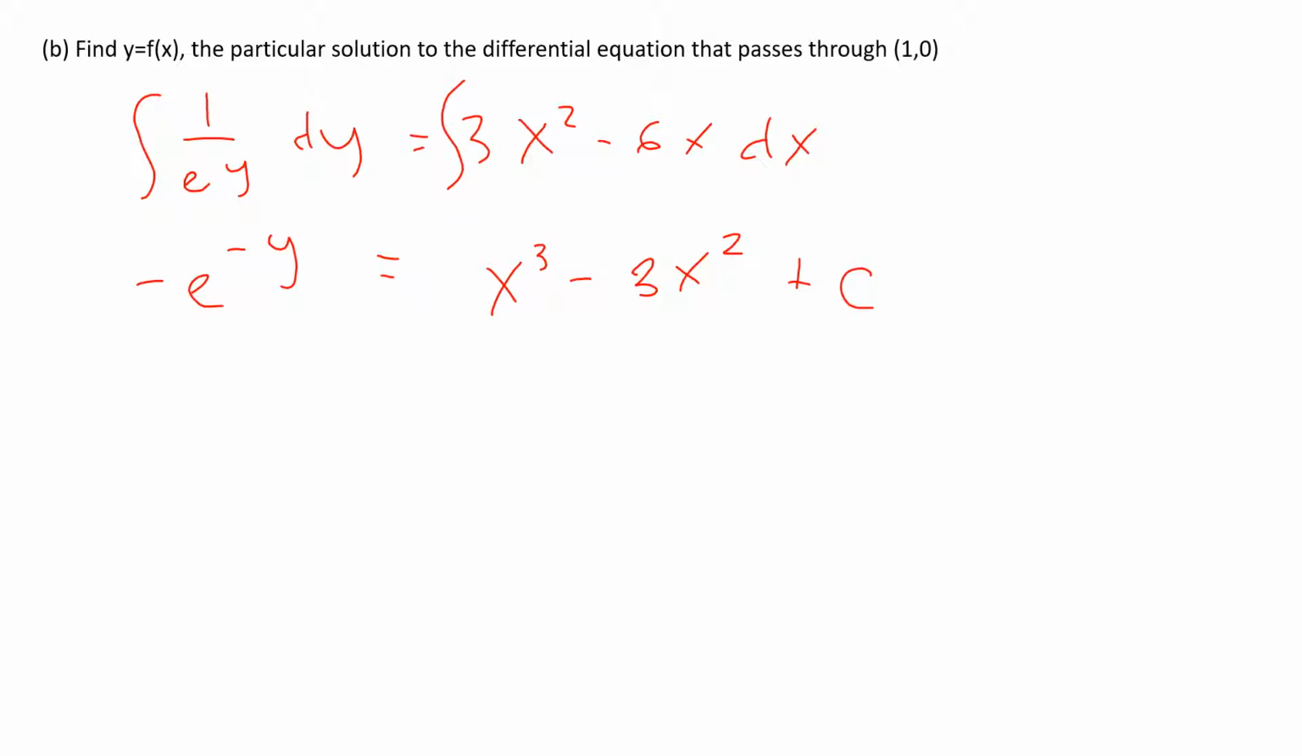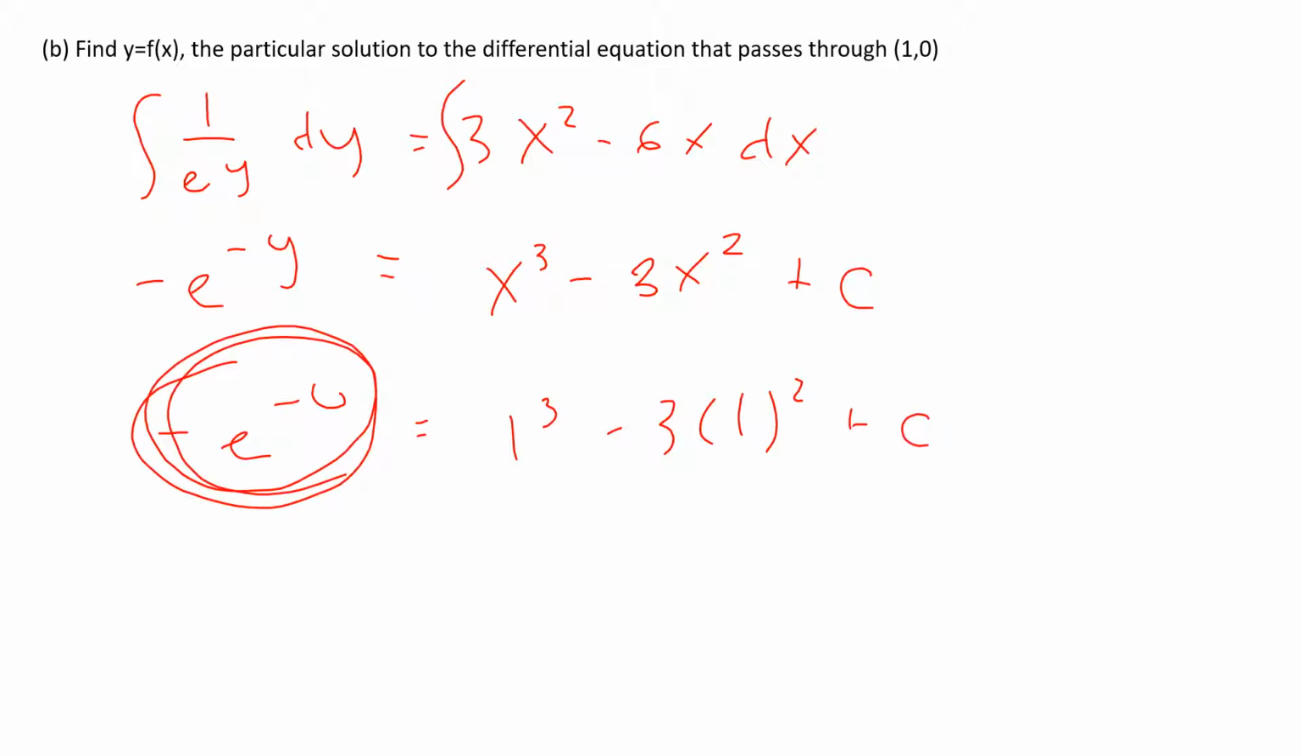Now, I could simplify this further, but I'm just going to plug my point (1, 0) into here, which gives us negative e to the negative 0th is equal to 1 cubed minus 3 times 1 squared plus c. This sort of confused me for a while, because I was like, wouldn't that just be negative 1? But no, apparently it cancels out and it's just positive 1. And this is just 1 minus 1 equals 0, so c equals 1. Nice. Now I can solve for y to make my y equals f of x.